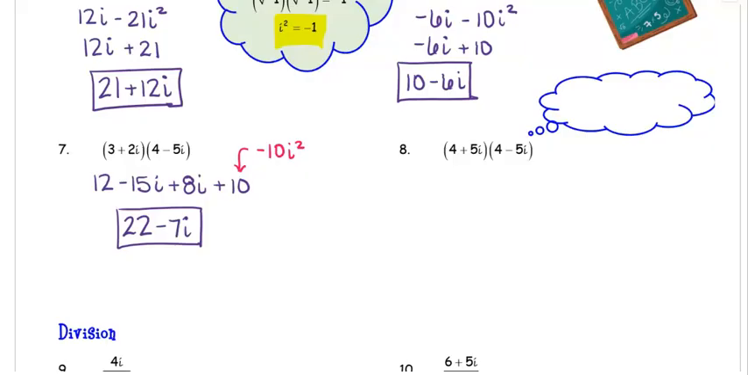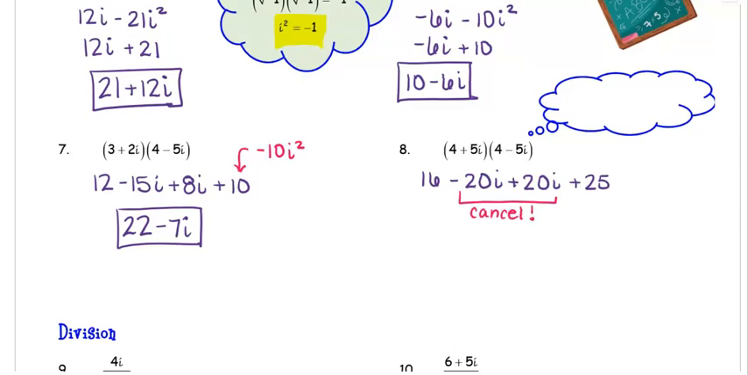Now let's take a look at number 8. Again, I want to FOIL. Well, 4 times 4 is going to give me 16. The outside is a negative 20i. The inside is a positive 20i. And then that last 5i times negative 5i is negative 25i squared. A negative 25 times a negative 1 gives me a positive 25. Now take a look at these middle two terms here. Notice that they're going to cancel, aren't they?